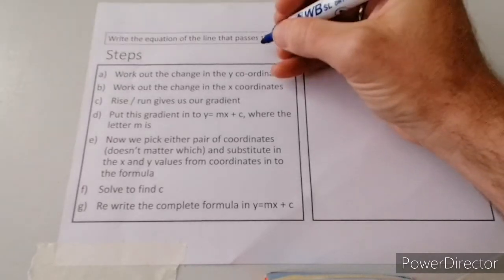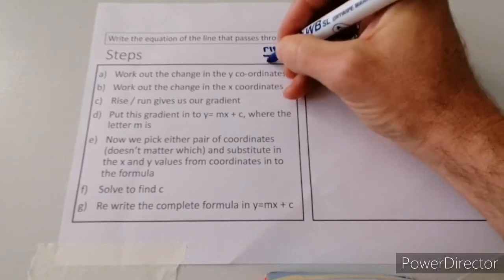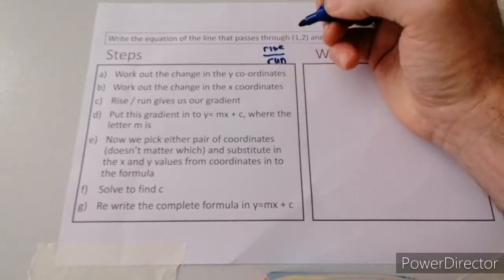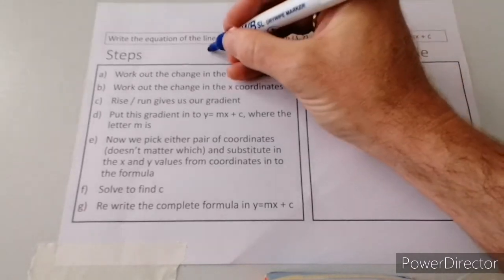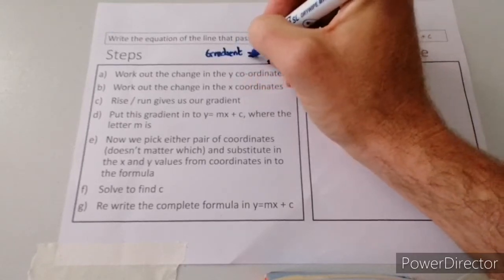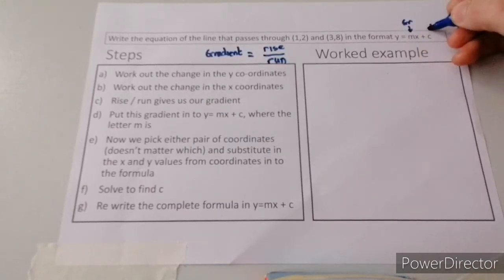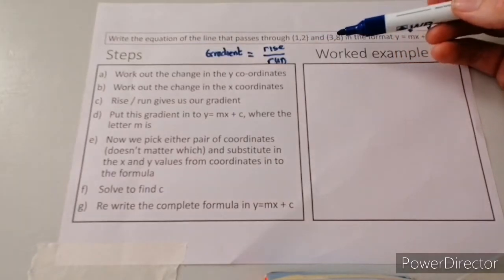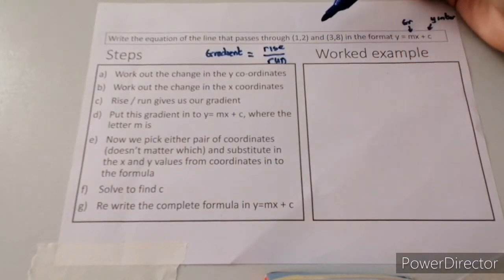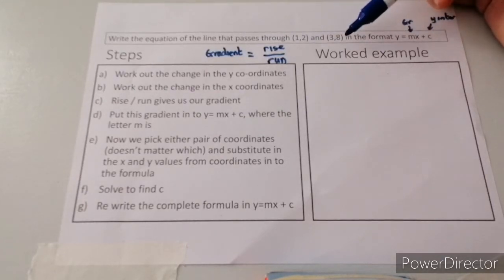So first thing off is that the formula for gradient is rise over run. We've covered that last time. So our gradient of our line is rise over run. And remember, this part is the gradient, the mx. This part is our y-intercept. So the steps we're going to do, we can actually work out the gradient using these coordinates because we know how much the line has gone across. It's gone across from 1 to 3, and how much the line goes up because the line has gone from 2 on the y-axis to 8 on the y-axis.